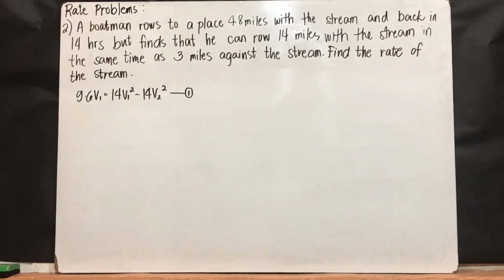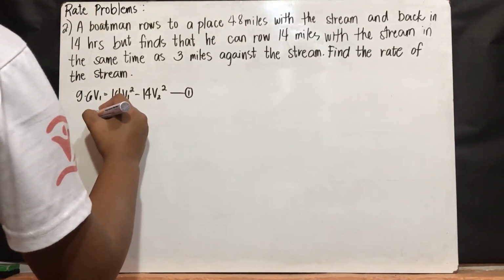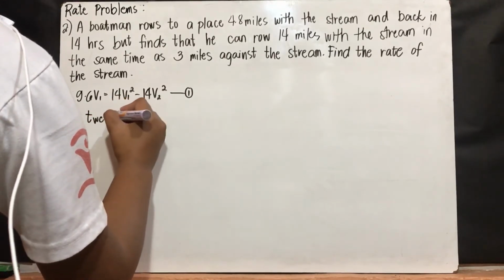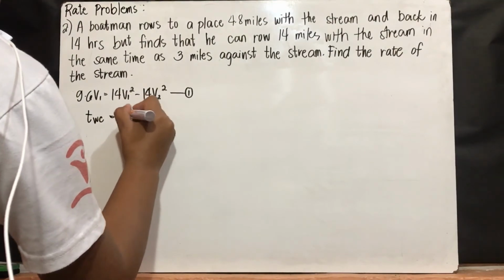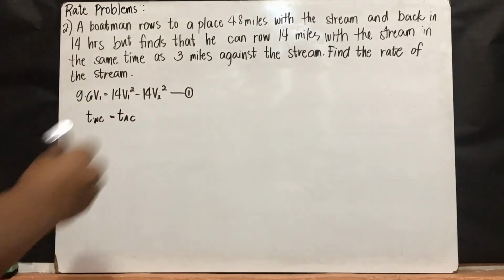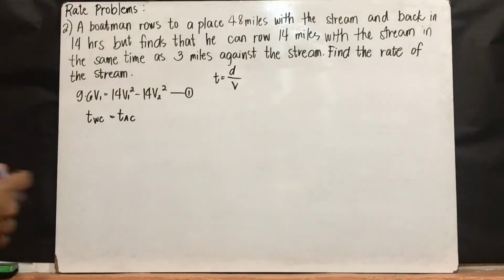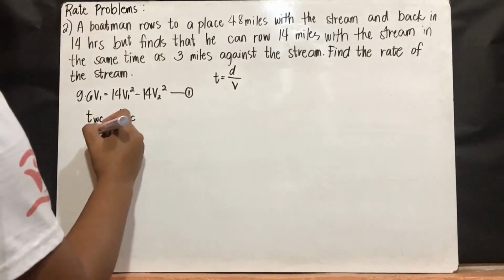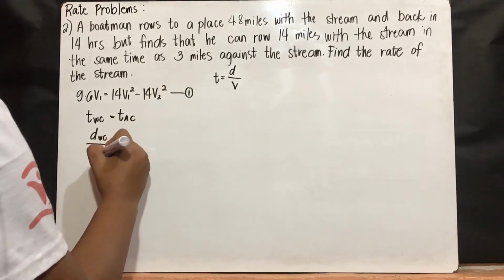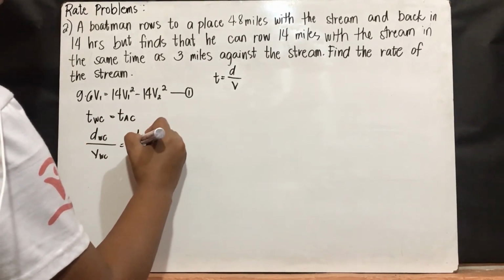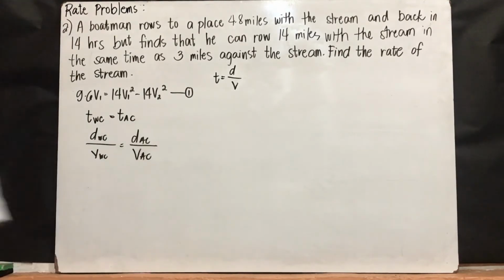Let us now go to the second statement of the equation in our problem. But finds that he can row 14 miles with the stream in the same time as 3 miles against the stream. So, ibig sabihin, yung time niya to travel with the stream with current is equal to the time to travel against the current. So just like our formula kanina na time is equal to distance over velocity, so yun yung gagamitin natin dito. Okay, so yung distance niya with the current over the velocity with the current is equal to distance against the current over the velocity against the current.